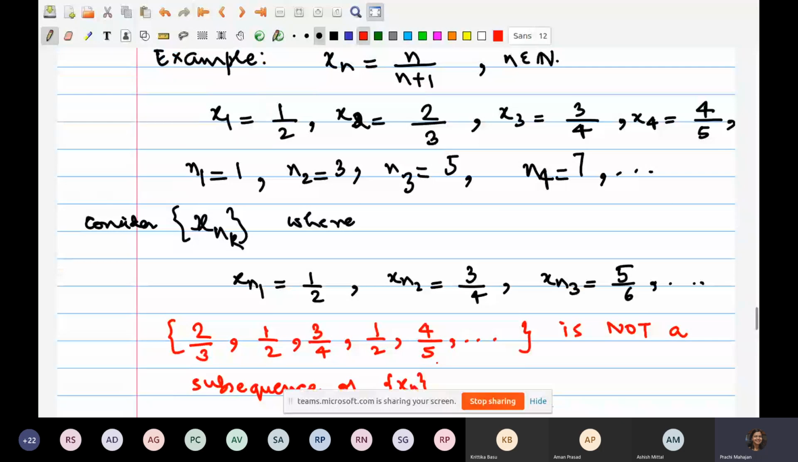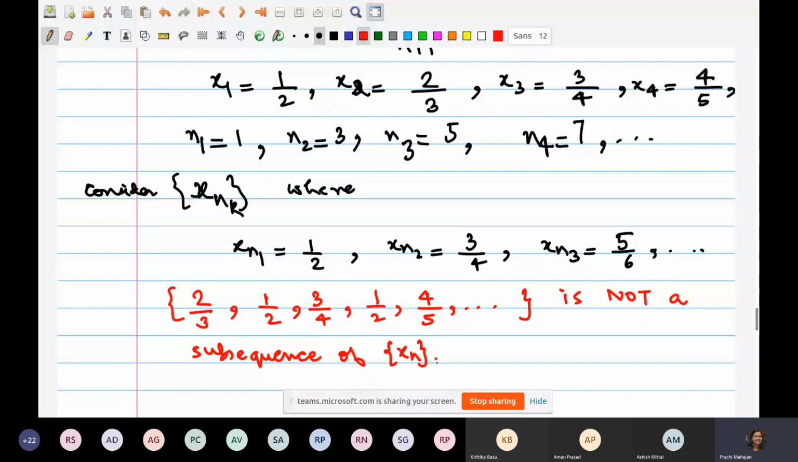A subsequence is obtained by choosing terms from the original sequence without altering the ordering of the terms. In this example that I have written in red ink, the order of the terms is altered, and hence this is not a subsequence. Is this okay? Does everybody follow this? Yes, ma'am. Very simple example. Very nice.